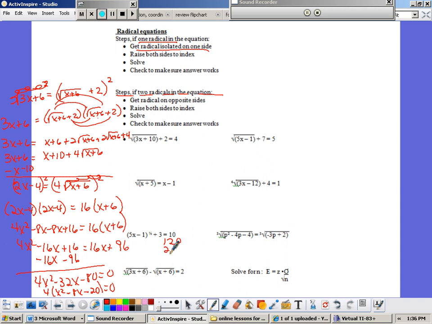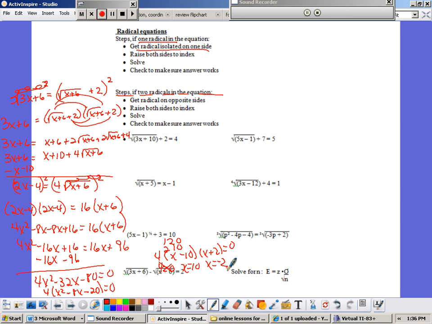One and 20, 2 and 10, subtract for 8, 2 and 10, so 4 times x minus 10, x plus 2 equals 0. 4 equals 0? Nope. X equals 10, x equals negative 2. Well, we started with the square root, so only one of them is going to work. So let's plug it back in and see which one.